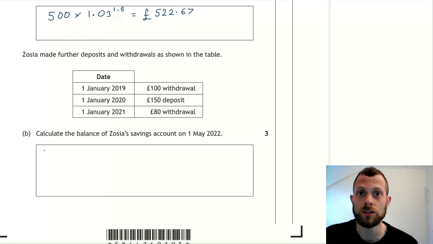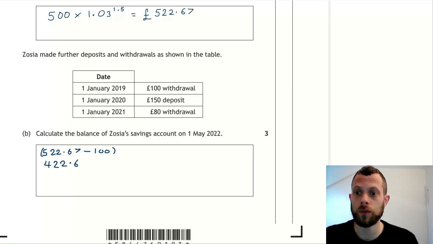In part B, we have money coming in and going out of the account, and also don't forget that the interest rate is changing. So this is a question with a good level of difficulty, I think. So we start with a £100 withdrawal. So we take away 100 from the previous amount we worked out in part A. So we're going to start with £422.67.